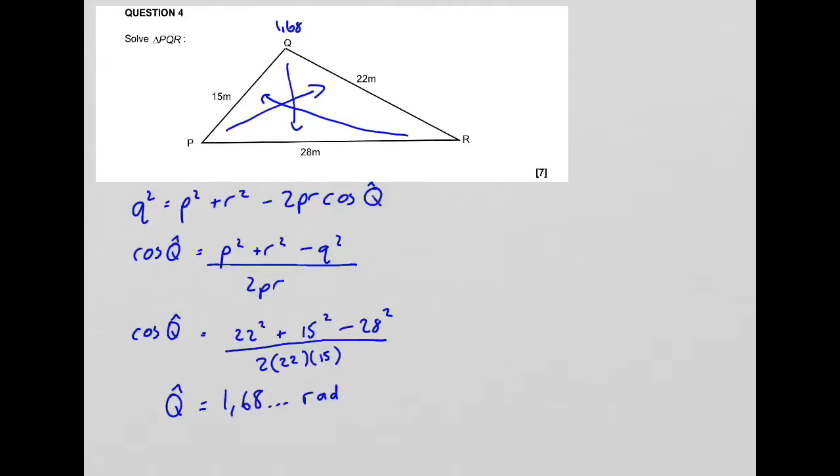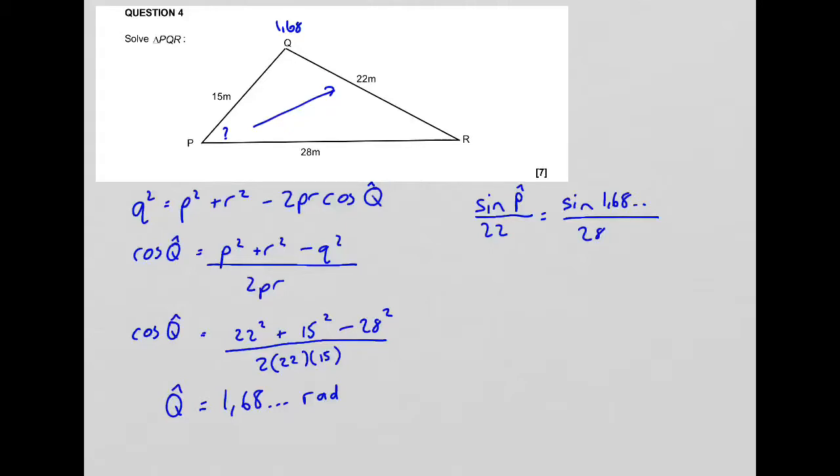And then when you use your calculator, you're going to use the ANS button, the answer button, instead of typing in 1,68. All right, so now to find either P or R, let's go for P. Sine of P over its opposite. So remember, for the sine rule, if we're looking at sine of P, that angle, then it must be over the opposite. So it's over 22 equals sine of Q, which we've got, 1,68 radians, over its opposite, which is 28.